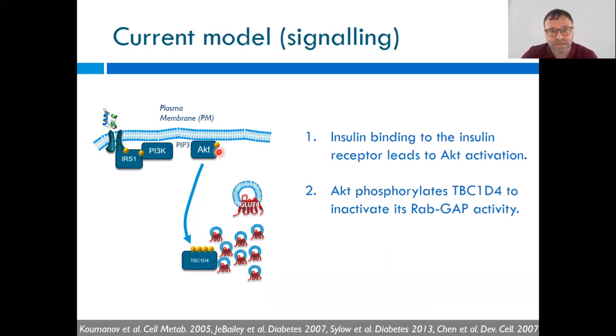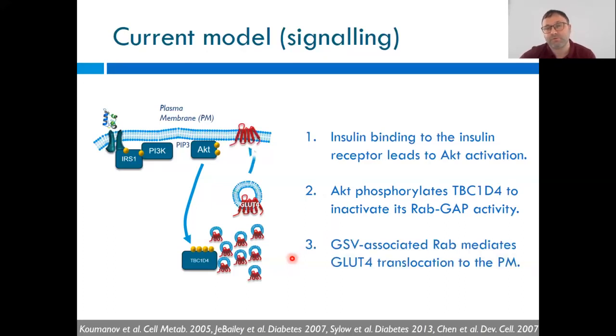Phosphorylation of this protein by AKT inactivates it. So this now allows the Rab proteins on the GSVs to become GTP loaded and active and promote GLUT4 trafficking to the plasma membrane to promote glucose transport. Now, these are key signaling events in this process. If you inhibit AKT, insulin can no longer stimulate GLUT4 translocation. And if you express a dominant negative TBC1D4 that can't be phosphorylated, this completely blocks insulin-stimulated GLUT4 translocation.